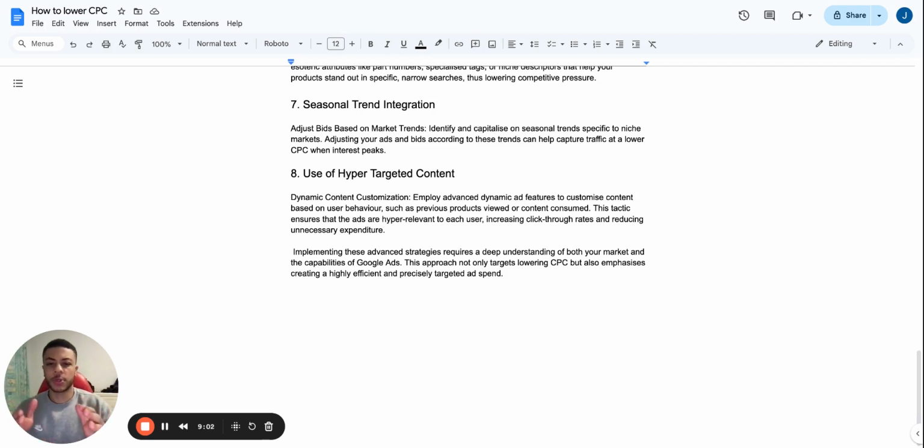So this approach not only targets lowering CPC, but also emphasizes creating highly efficient and precisely targeted ad spend.